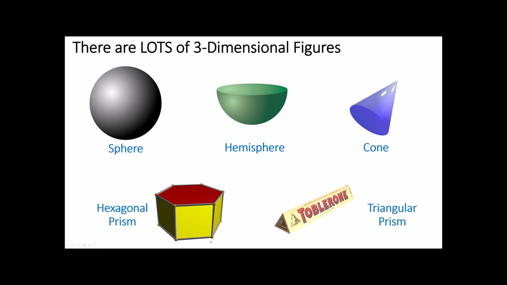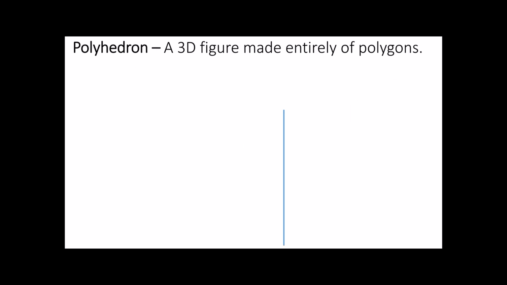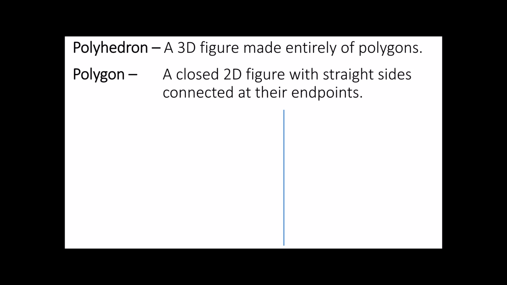Let me give you some formal definitions and we'll look at something cool. When we talk about polyhedrons, polyhedrons are 3D figures made entirely of polygons. Well, that begs the question, what's a polygon? A polygon is a closed 2-dimensional figure with straight sides connected at their endpoints.